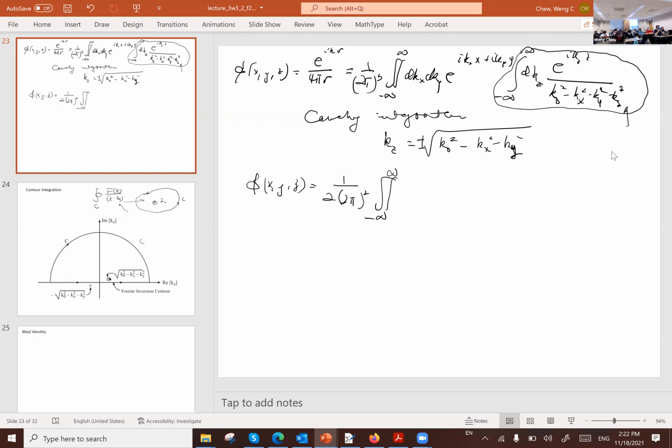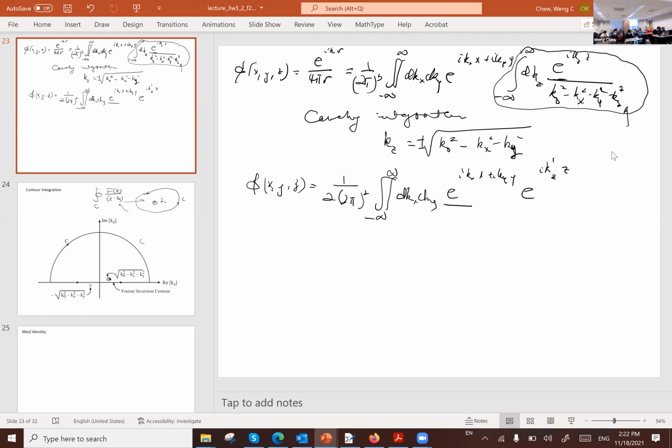Only a double integral is left. And then you will have to evaluate this one. This kx x plus ky y is still there. And then you have to evaluate this at the pole location. If you do that at the pole location, you will get something like i kz prime z.